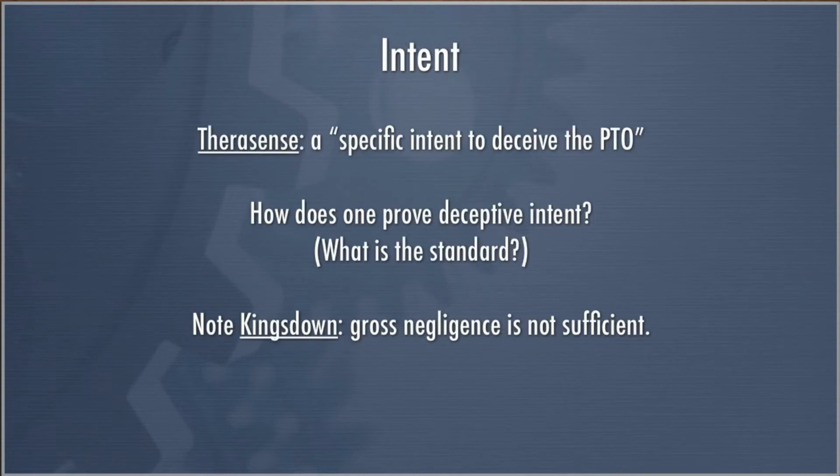So let's talk about intent. So the important thing to understand about intent is that, as described in Therasense, the intent requirement is a specific intent to deceive the PTO, right? It's not a generalized intent. It is not mistaken non-disclosure. The Kingsdown case stands for the proposition that gross negligence, even terrible incompetence, is not sufficient to show bad intent. There has to be some sort of a specific intent to deceive the patent office that can be shown.